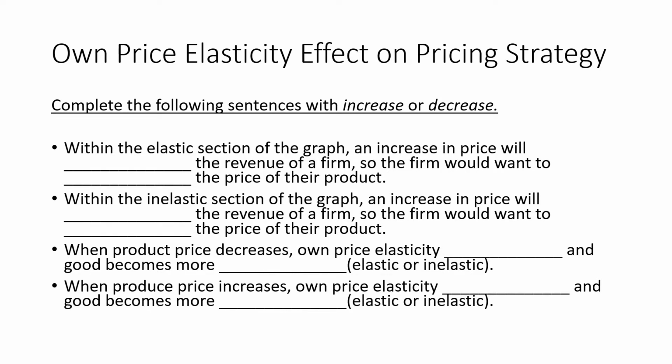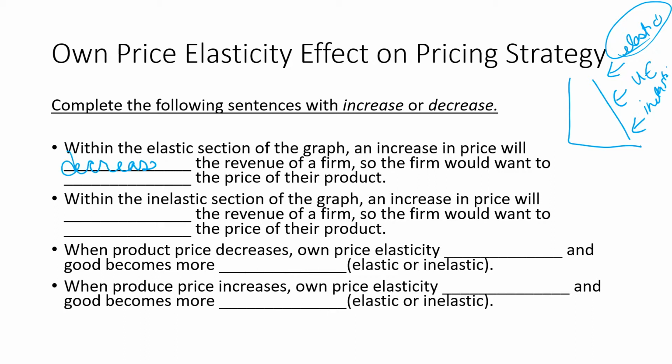Okay, so let's fill in the blank to see if we actually got this. Within the elastic section of the graph, so that was the high section, this was elastic, this was unitary elastic, and this was inelastic. So within the elastic section of the graph, an increase in price will decrease the revenue of the firm, because the higher that we got up on here, the lower our dollar went.